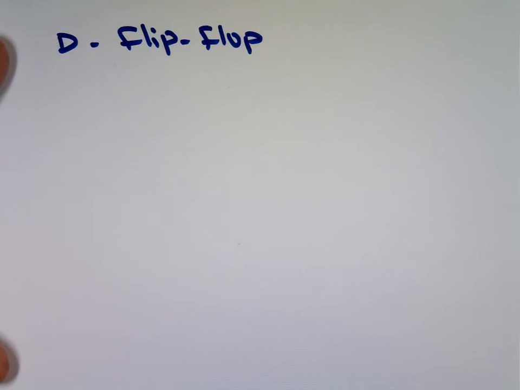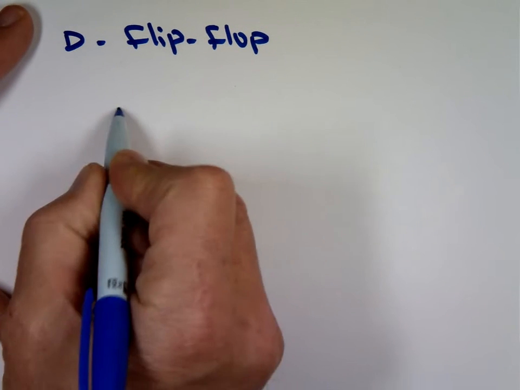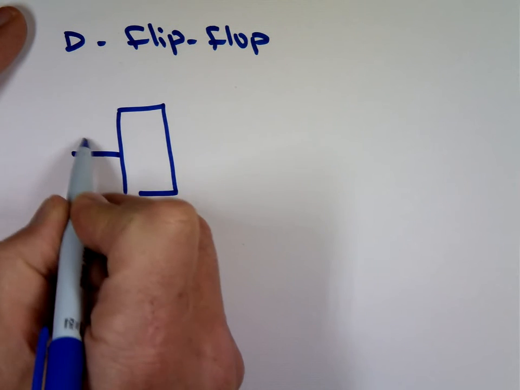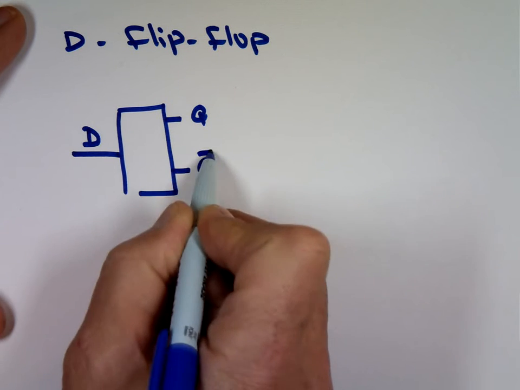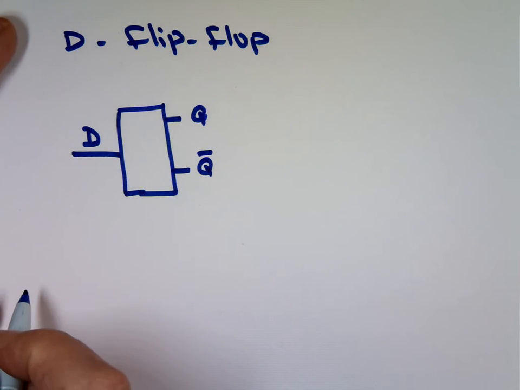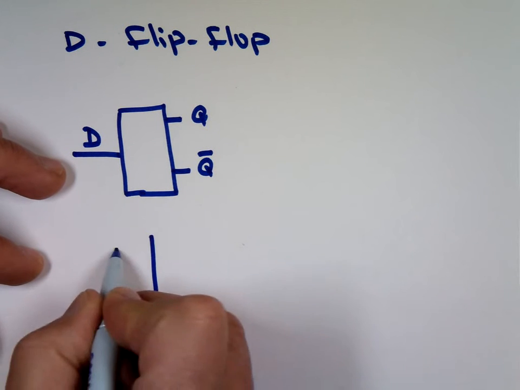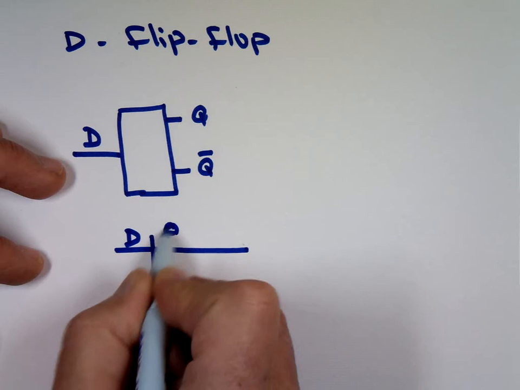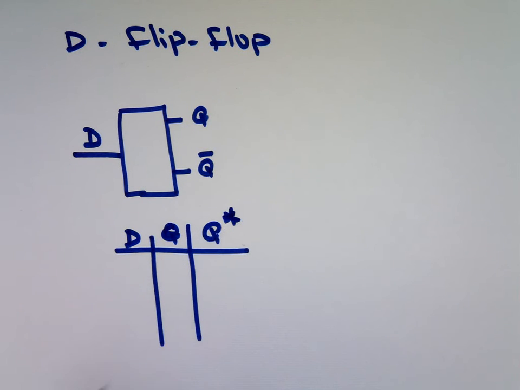Big enough. D flip-flop. I'm not paying attention to the clock here. I have one input, D, and two outputs, Q and Q naught. Basically, the next state: this is D, this is the current state Q, and this is Q asterisk.